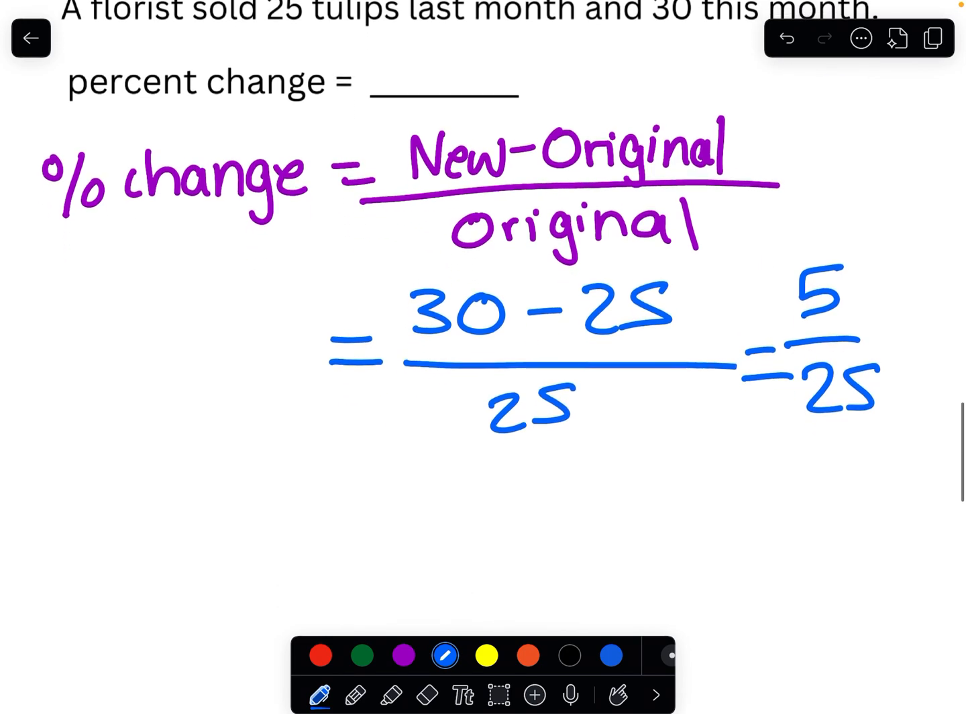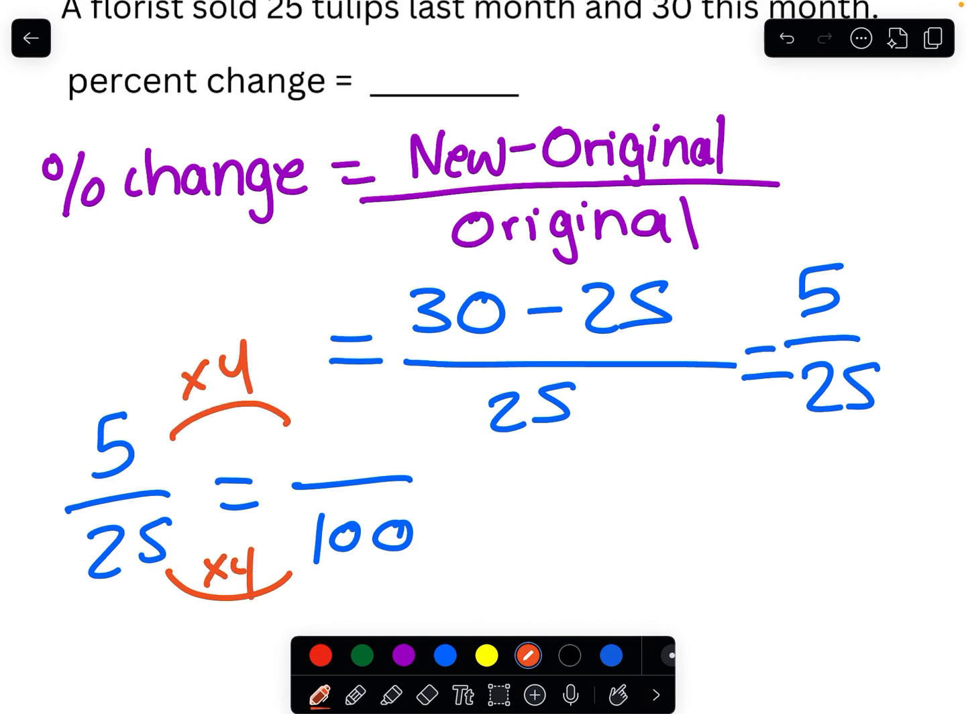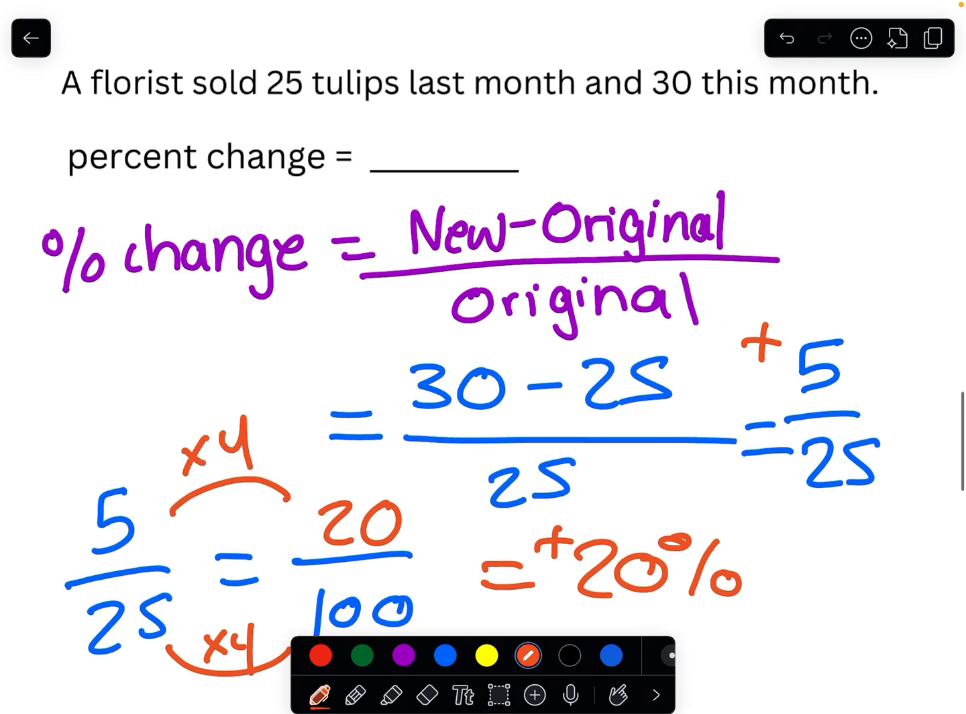Now, one straightforward way to convert 5 over 25 to a percent is, remember, 25 is a factor of 100. 25 times 4 is 100, 5 times 4 is 20. So we are talking about a 20% change, and it would be an increase because these are positive numbers. So the florist had a 20% increase in the amount of tulips they sold from last month to this month.